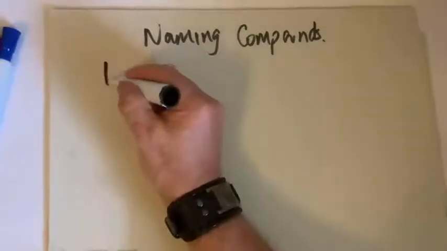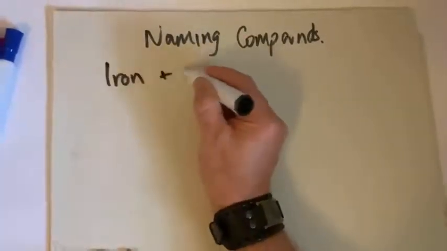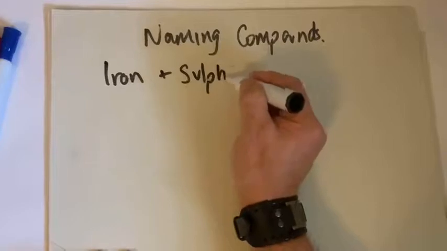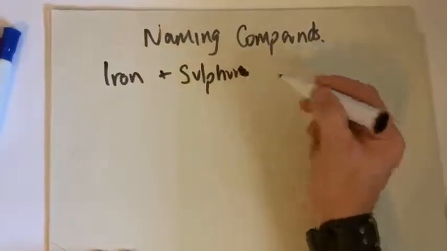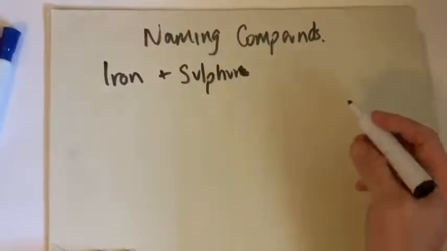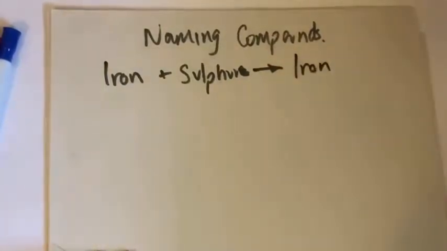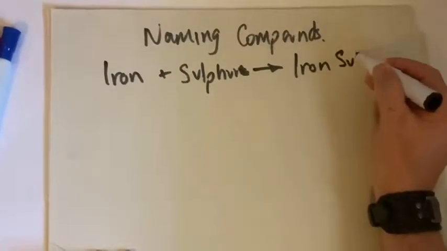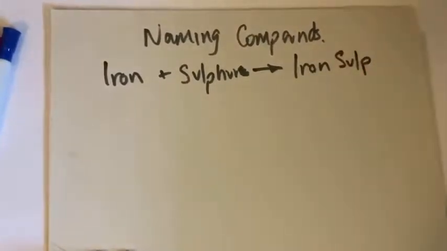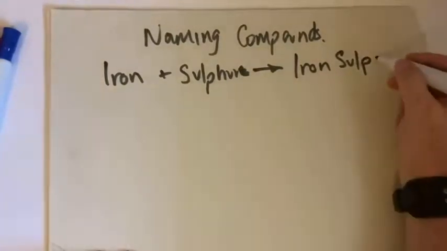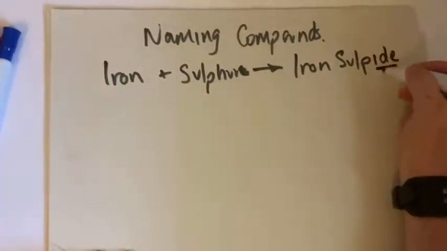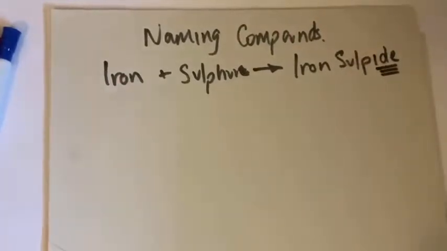If we have iron and sulfur, we will finish up with a compound that contains iron and a compound that contains sulfur, but we change the end of the non-metallic, in this case, to an "-ide". What that tells us is that there's just two elements present in that compound, iron and sulfur.